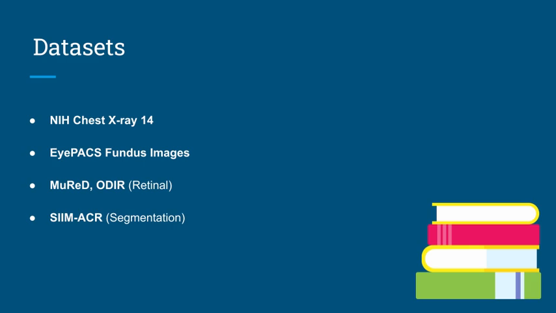For downstream classification tasks, three datasets are used: the official NIH test set, which has around 25,000 images, MuReD, which provides over 2,000 fundus images, and ODIR, with 7,000 fundus images. For both MuReD and ODIR, 20% of the samples are held out for testing. For segmentation, the SIIM-ACR pneumothorax dataset is used, which contains over 12,000 X-rays labeled for the presence or absence of pneumothorax. The dataset is carefully balanced between positive and negative samples, and 20% is set aside for validation.